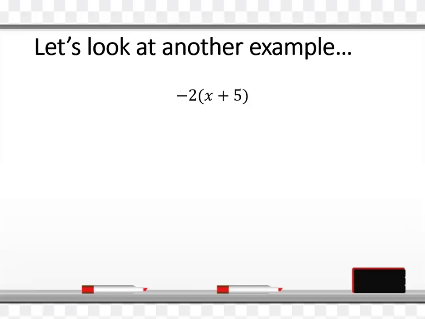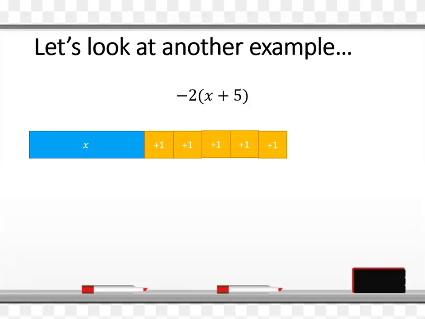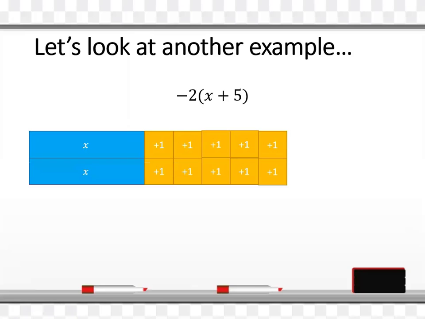Therefore, if we apply our new knowledge, we'll realize that we need the x tile and 5 of the 1 by 1 square tiles. And the 2 tells us we need 2 sets of these combinations. There we have it. And this represents 2 times x plus 5. However, that negative sign further tells us that we need to use the opposite versions. Therefore, instead of using the positive values, we use the negative. So let's flip.